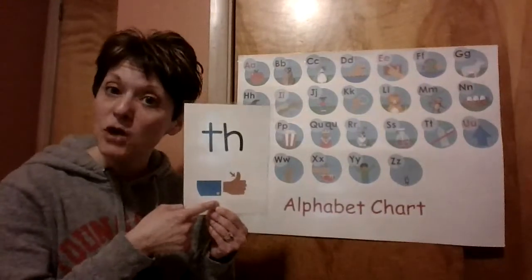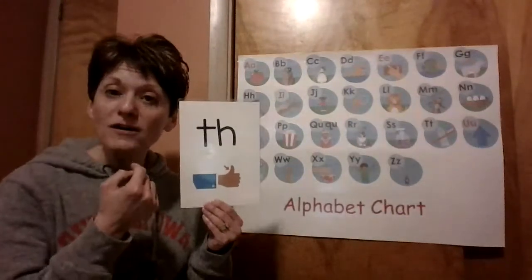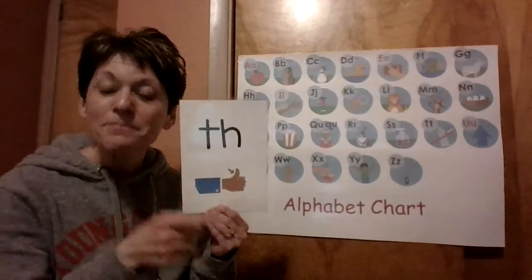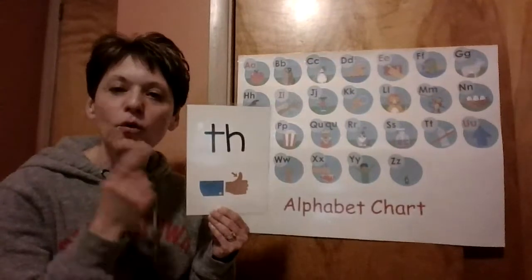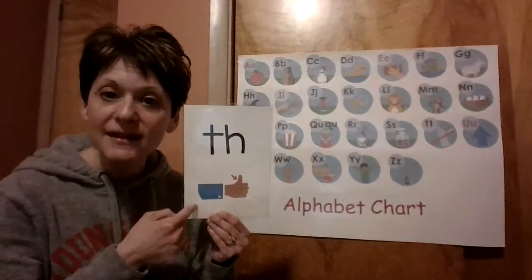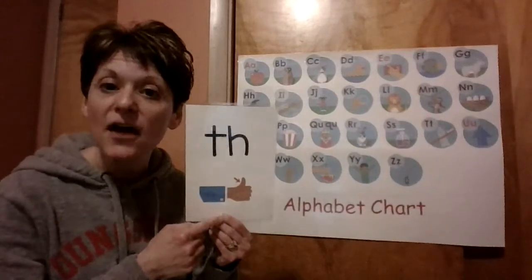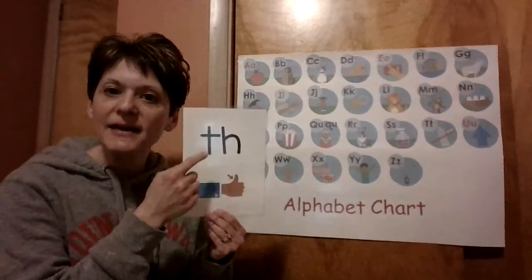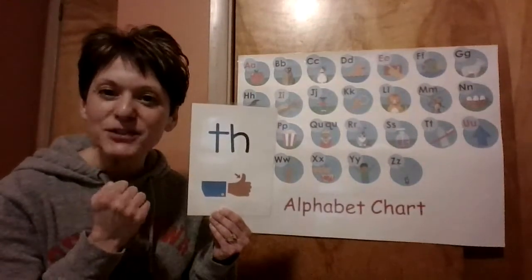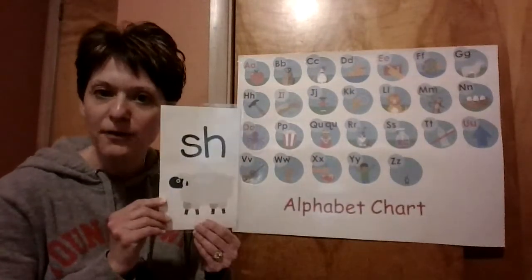Now, sometimes we've been talking about how TH makes that breathy sound, or TH can make that tickle your tongue sound. So when we make our TH sound, we're going to make both sounds. And so it'll sound like this. Letters are TH. Sound is th. Letters are TH. Sound is th, and make sure it tickles your tongue. Great job. Here's another digraph that we already know.